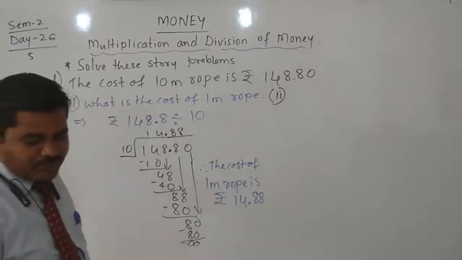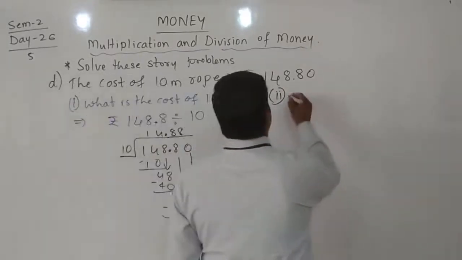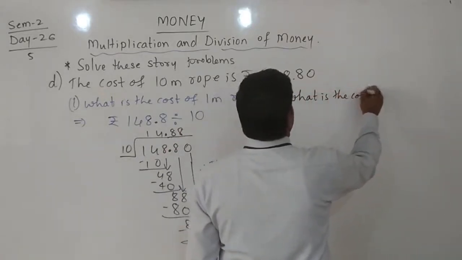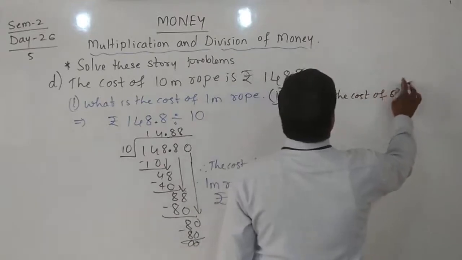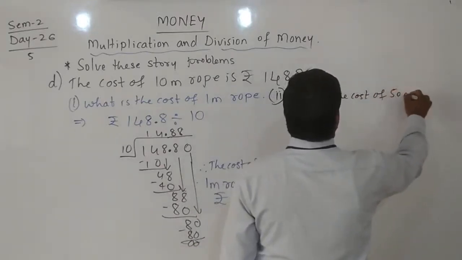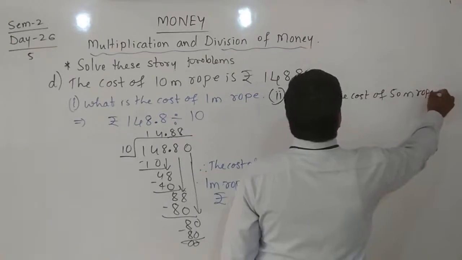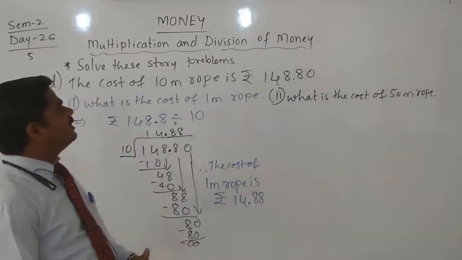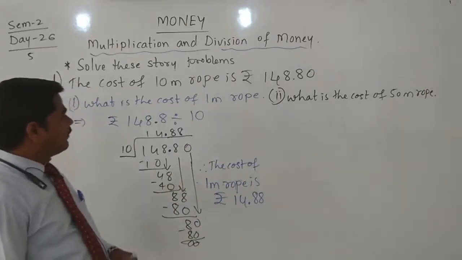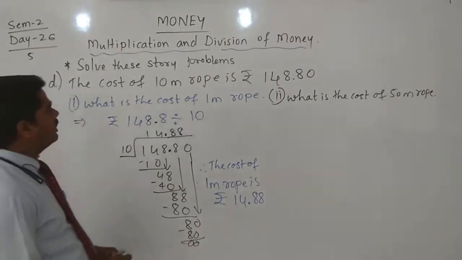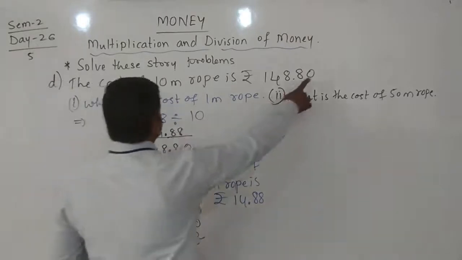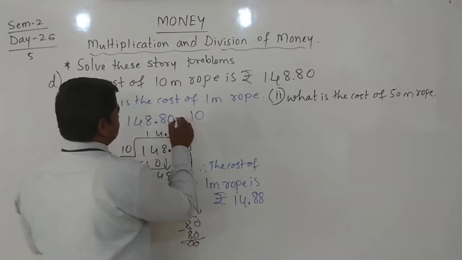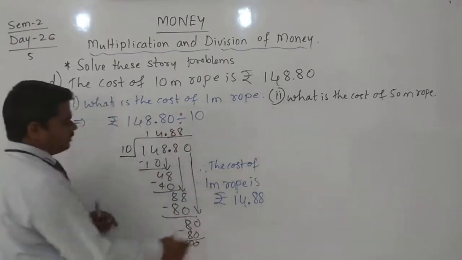And the second question, question number 2: what is the cost of 50 meter rope? Yes, the 1 meter rope cost you know, that is 14.88. Then we can find the cost of 50 meter rope. Don't worry about the 0, it is just written.